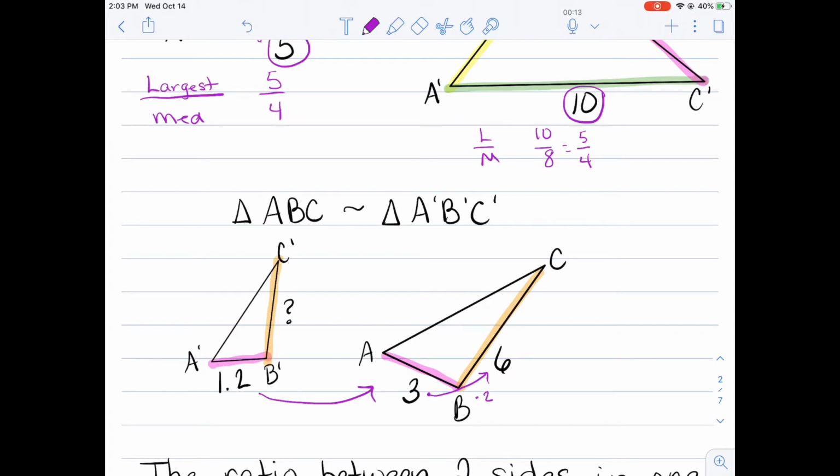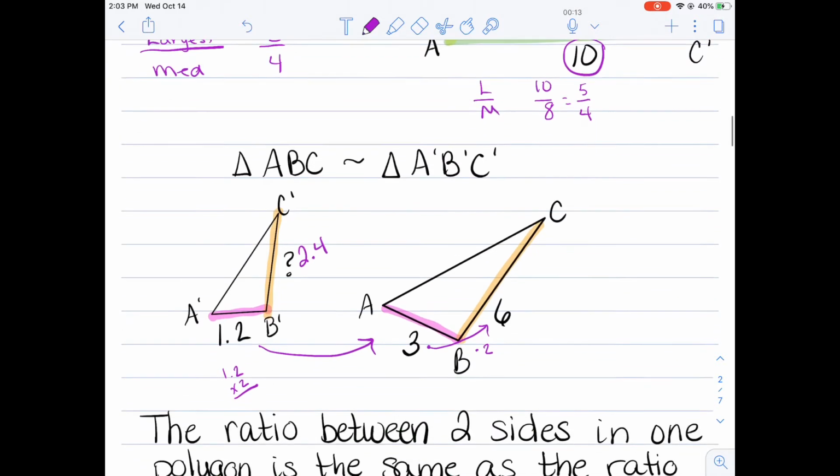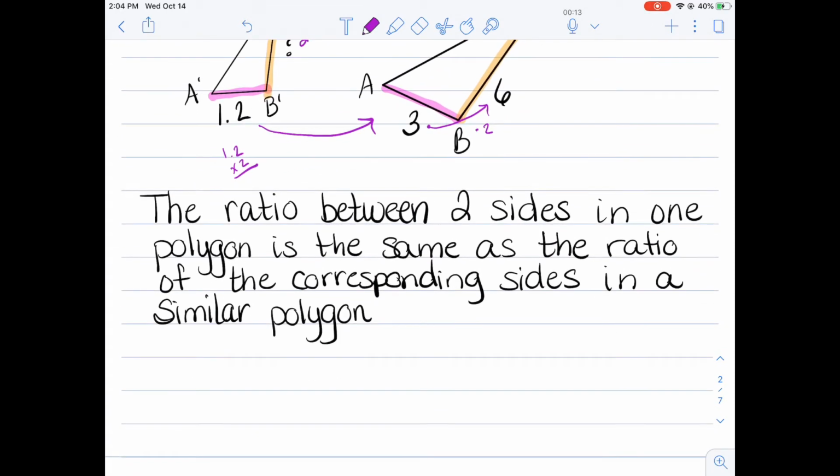So we can take 1.2 and multiply it times 2, and we end up with what the value is here. So you can use your calculator, 1.2 times 2, and we get 2.4. So we can see when they tell us they're similar, we can go ahead and find the missing piece using something we already know, something we can see. Something that's important to remember is the ratio between two sides in one polygon is the same as the ratio of the corresponding sides in a similar polygon. So that's the way that we just talked about with the sides.